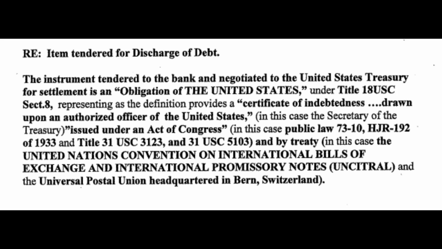So, drawn, if you can figure it out, drawn upon an authorized officer of the United States, in this case the Secretary of the Treasury, issued under an act of Congress, in this case Public Law 73-10, HJR 192 of June 5th, 1933, and Title 31 USC 3123, and 31 USC 5103, and by treaty as well. So keep that in mind too, right?